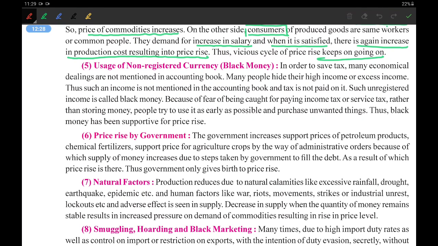The next reason is usage of non-registered currency, that is black money. You know about black money, right? Recently, on 8th November, our Prime Minister declared the demonetization, that is, ending the usage of currency notes of 500 and 1000. And recently there was the anniversary of that date.